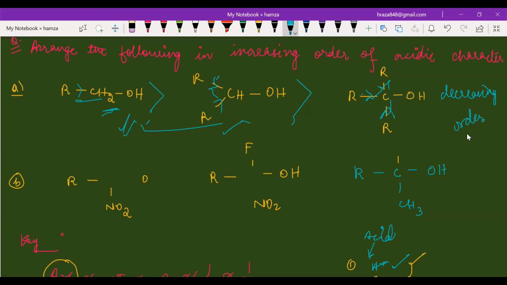Are you getting my point? Yes, sir. Sir, can you explain again? See, Fawaz, R has plus I effect. And we know that acidic character is inversely proportional to plus I effect. So which one has more plus I effect? This, because it has three R, that means from three sides plus I effect. So it has more plus I effect, that means less acidic. The lowest plus I effect is this one, only from one side, that's why it is more acidic. Is that clear? Yes, sir.